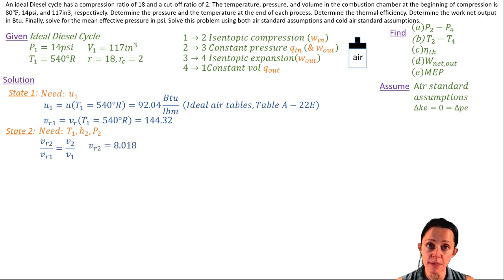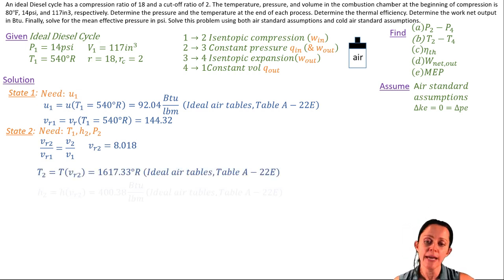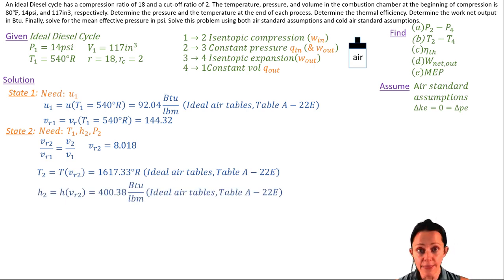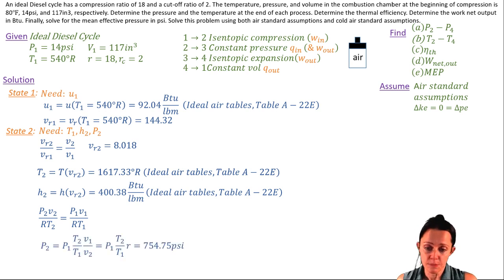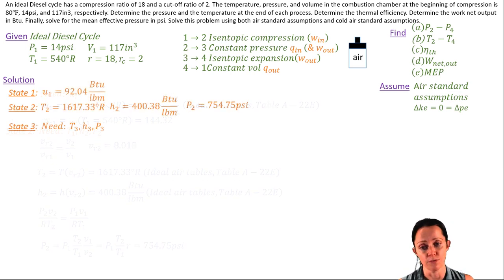The reason that helps me is because I can go to my ideal air tables, and at vr2, I'm going to have to do some interpolation, but I can get my temperature and my enthalpy. And then I could go and get my pressure. I could apply an isentropic relationship, P2 over P1 equals Pr2 over Pr1, but that's going to require a little bit of interpolation, and I don't really want to do that. So I'm going to apply my ideal gas law. Of course, my specific gas constants cancel out. I know the relationship between V1 and V2. That's just my compression ratio, and so I can solve for P2.